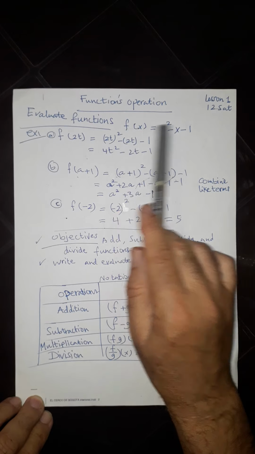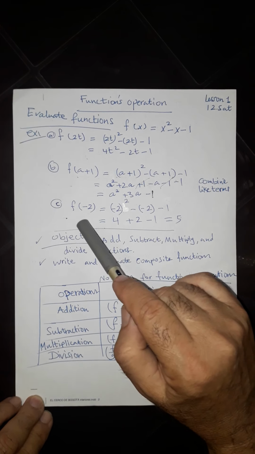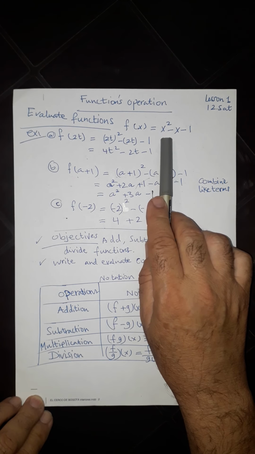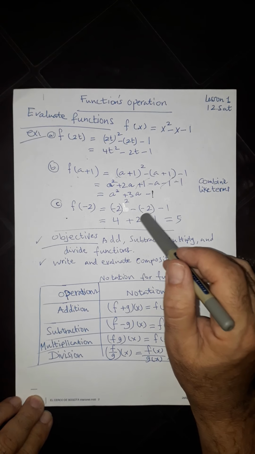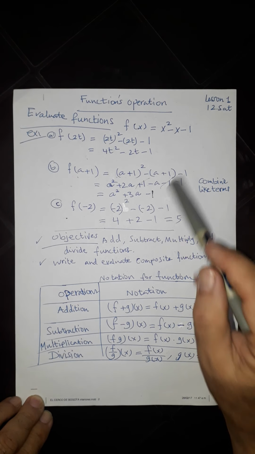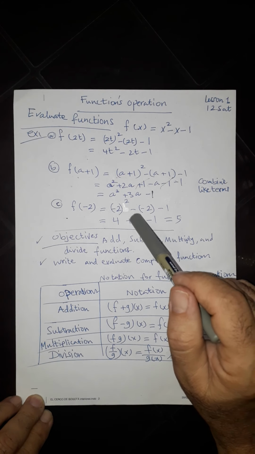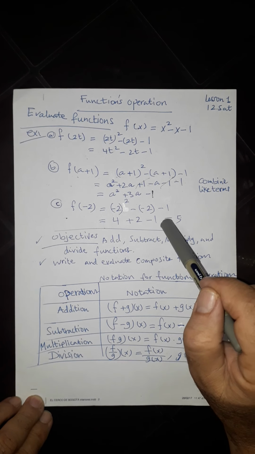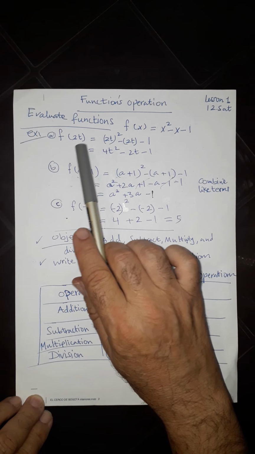For example, if f of x equals x squared minus x minus 1, what is f of negative 2? F of negative 2 means I have to replace each x by negative 2, and thus it becomes negative 2 all squared minus, and instead of this x you put negative 2, and then minus 1. So you have here negative 2 squared, 4, minus negative 2 is plus 2, minus 1, and that equals 5.